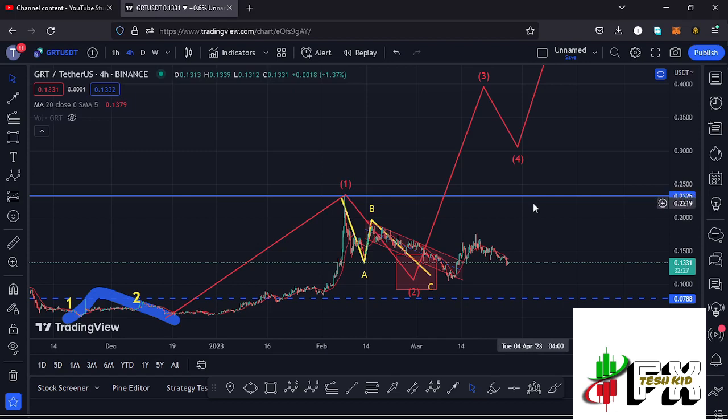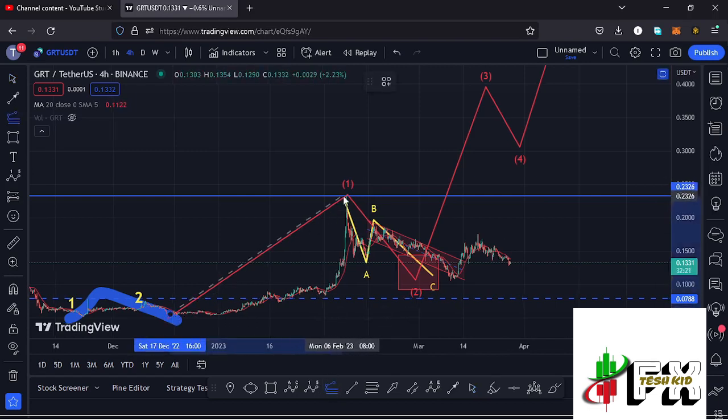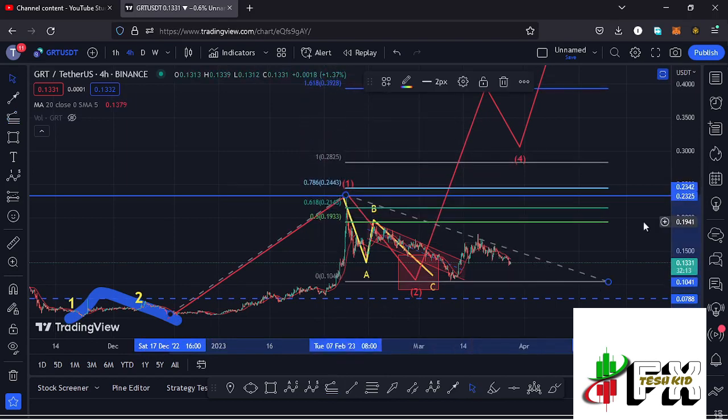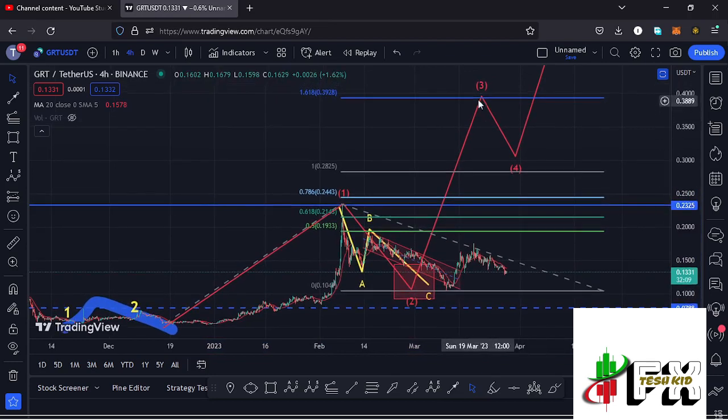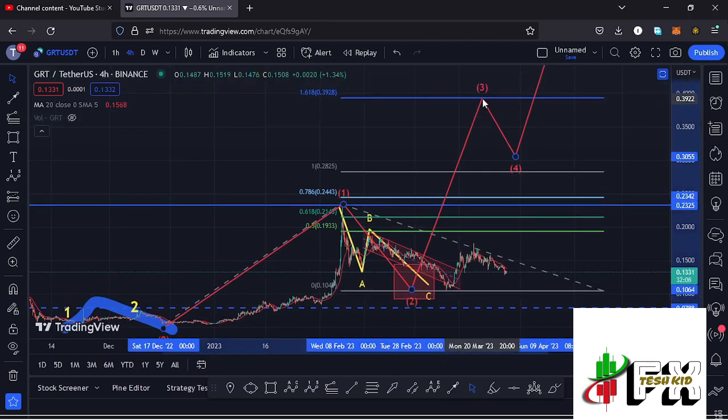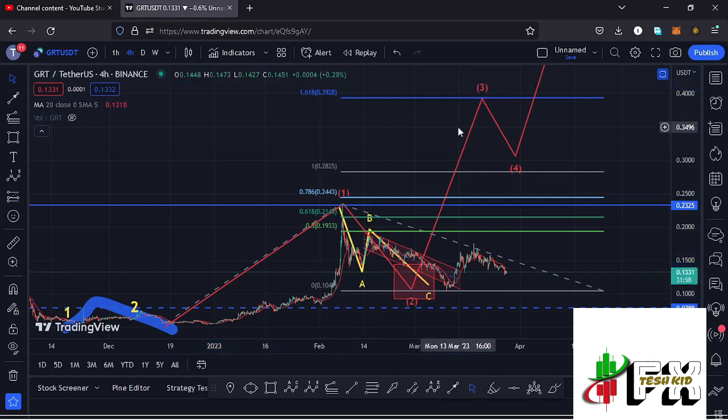Allow me to first sketch out a target area to the upper side in the formation of that wave 3 by connecting the trend-based Fibonacci from the low of the first wave down there to the high of that wave 1, then dragging the fibs to the low of the second wave, and that gives me a target area to the upper side in the formation of that wave 3 at the fib level 1.618, and that is at around the $0.3928 mark, and that is the minimum that I can expect GRT to do here on the long-term scenarios in the formation of that wave 3 to the upper side.